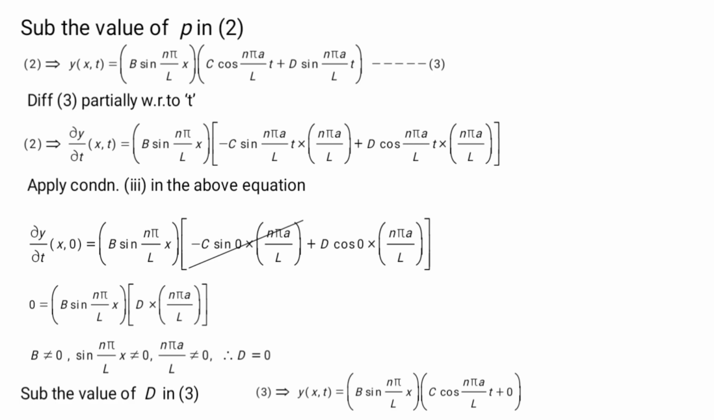So dou y by dou t at x comma t is equal to B sin n pi x by L, which is a constant, and t is the only variable. So differentiation of cos x is equal to minus sin x. So minus C into sin n pi a t by L into n pi a by L, plus differentiation of sin x equal to cos x. So D cos n pi a t by L into n pi a by L. So substitute condition 3 and put t is equal to 0. Then we get the answer D equal to 0. We have y of x comma t is equal to B sin n pi x by L into C cos n pi a t by L.